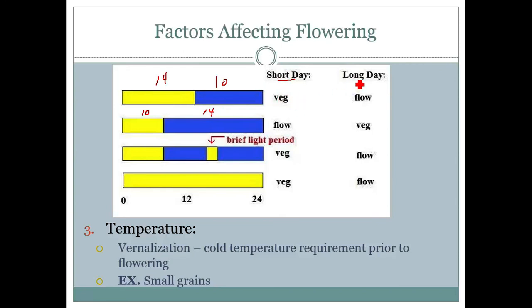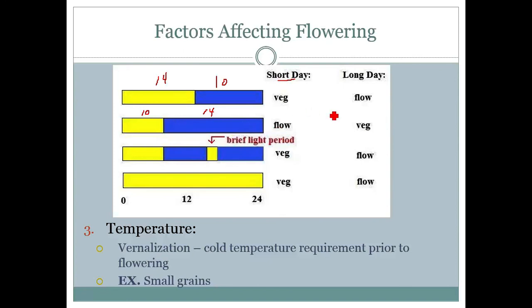Under a long day, a long day plant, on the other hand, is looking for long days. It would tend to flower because it's getting this longer day length here. By the same token, a short day plant under a short day, a 10-hour day and a 14-hour night, would tend to flower. A long day plant would tend to remain vegetative because it's seeing a very short day, not a long day.